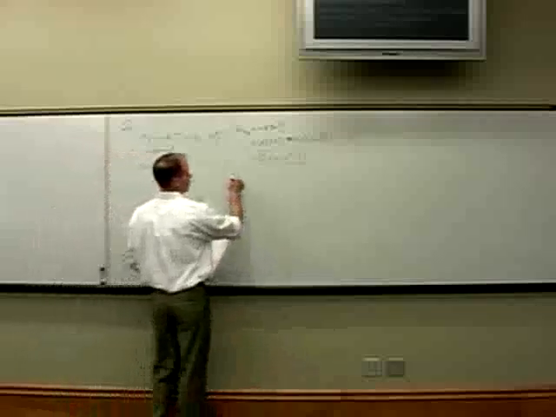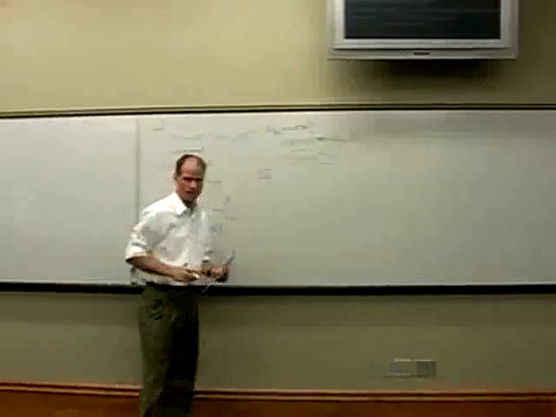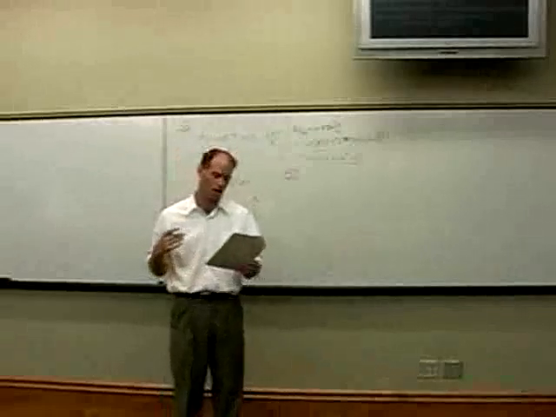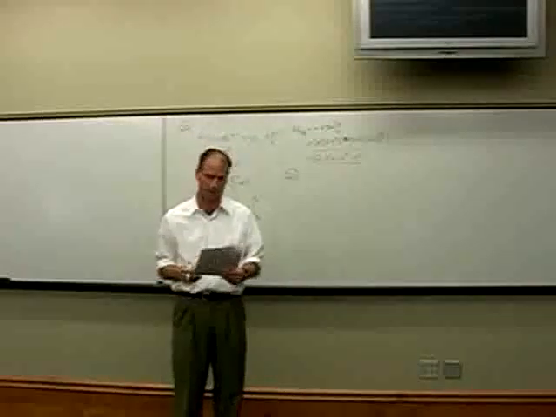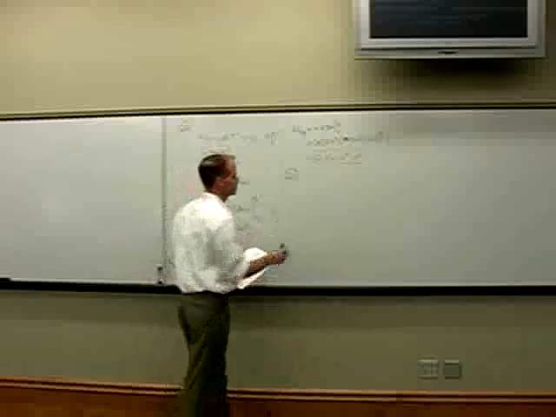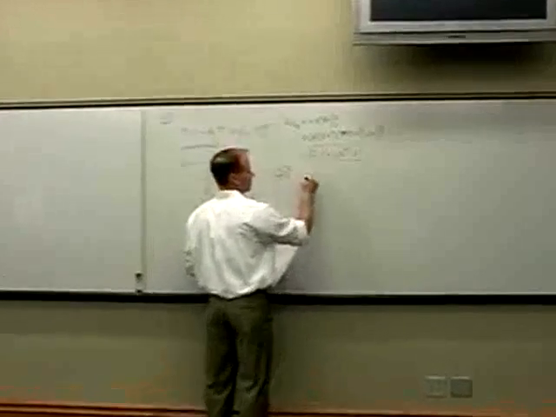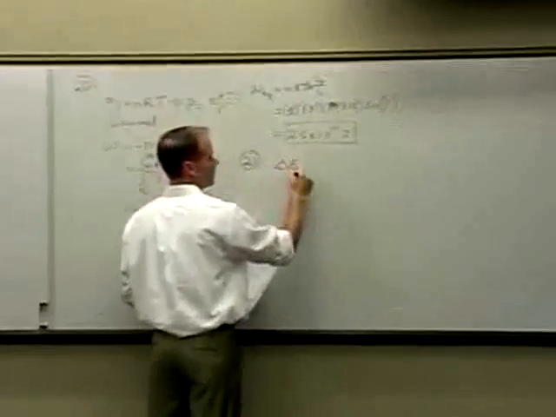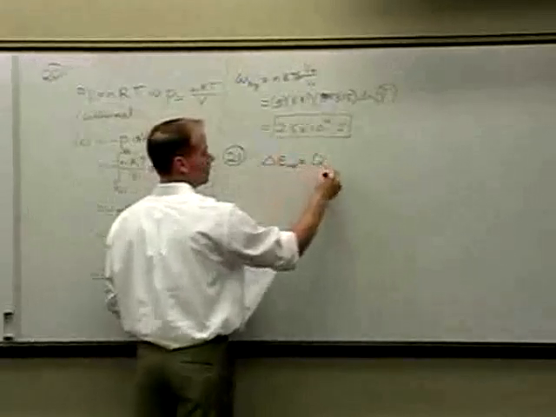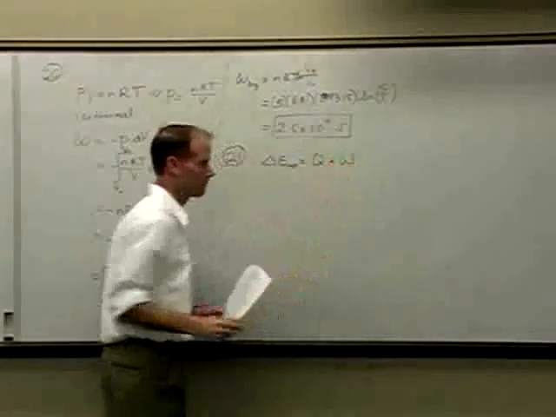Problem number 21. 5 moles of an ideal gas expands isothermally at 100 degrees centigrade to 5 times its initial volume. Find the heat flow into the system. Well, this is actually the same problem, but instead of asking for the work done by the system, they're asking for the heat flow into the system. So what we would say is, from the first law of thermodynamics, the change in internal energy is equal to the heat flow into the system plus the work done on the system.